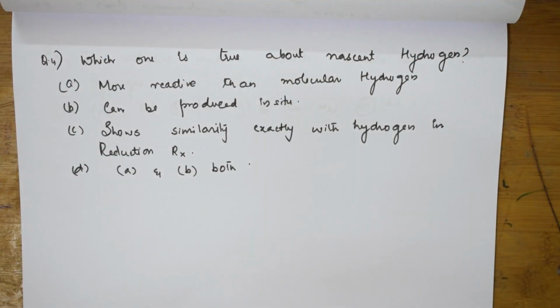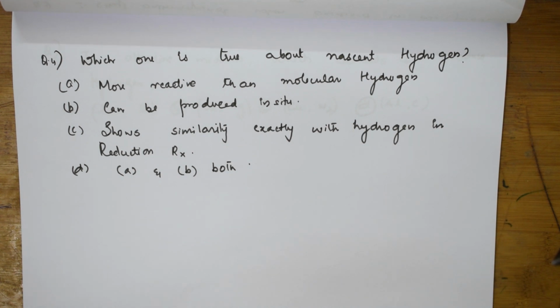In this next question, which of the following is true about nascent oxygen? They asked me, nascent hydrogen, which is right? Which of the following concepts is clear? Most reactive than molecular hydrogen, this is one concept they have given me. Then they have given it can be produced in situ. Then it shows similarity exactly with hydrogen in the reduction reaction. Then the third option, A and B, both they have given. Which of the following statements is true about nascent hydrogen?